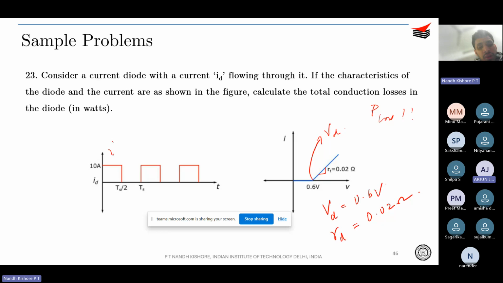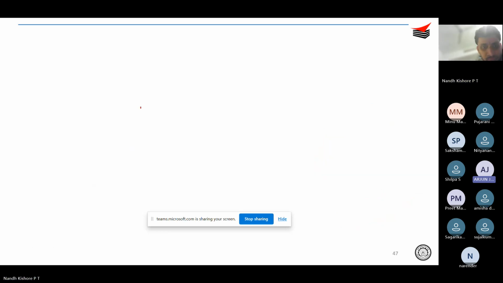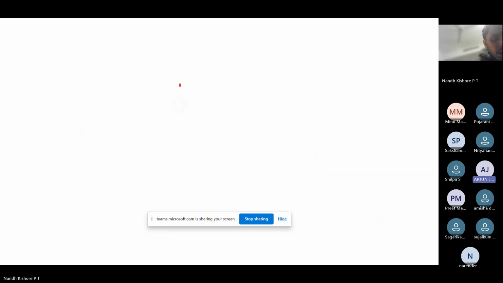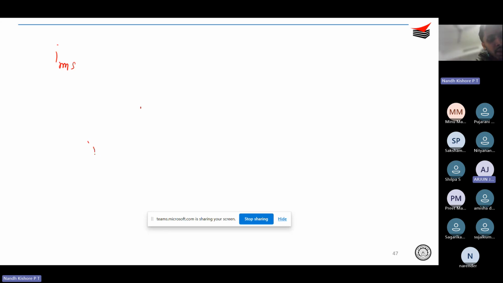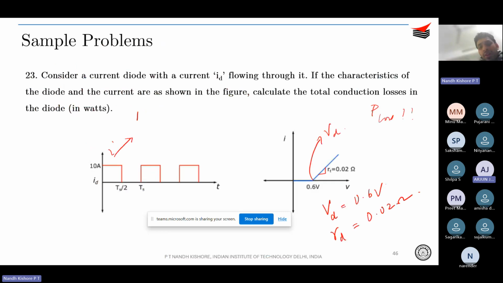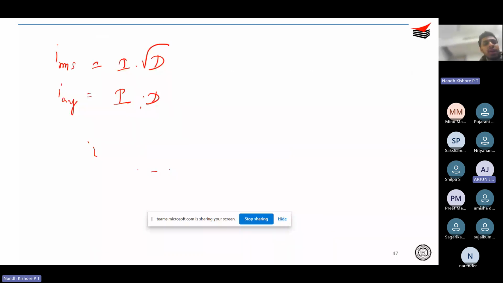From this itself you can understand that your I RMS and I average are something like this. Capital I into D, capital I into duty, is your I average, and capital I into root of duty is your I RMS for a square wave. It's not for a sine wave, so you should not generalize it. For a sine wave, you should again find out the average and RMS separately. So for a square wave, I RMS is I into root D and I average is I into D.